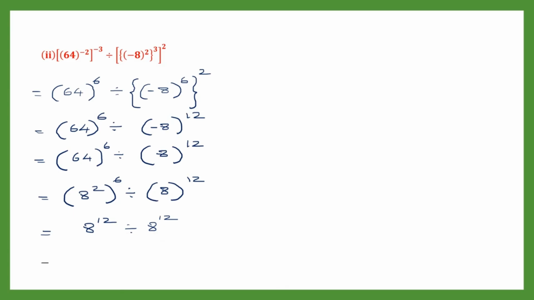So when the base is the same, and then you have division, you can subtract the powers. So this becomes 8 raised to the power of 12 minus 12, which is 8 raised to the power of 0. Anything raised to the power of 0 is 1. So our answer to this question is 1.